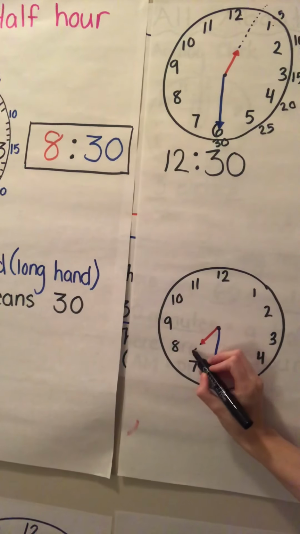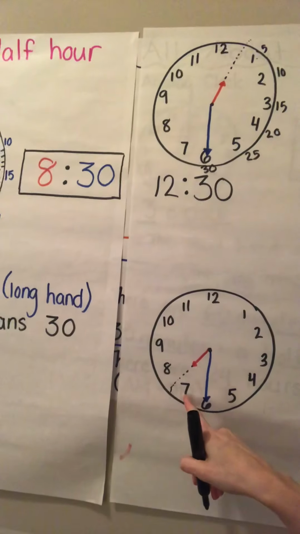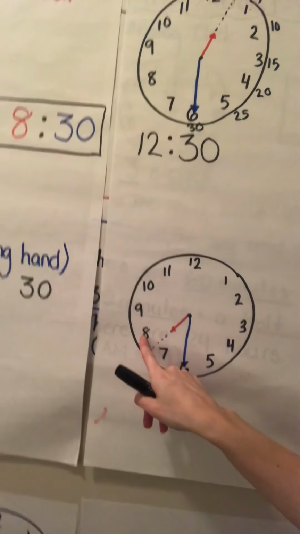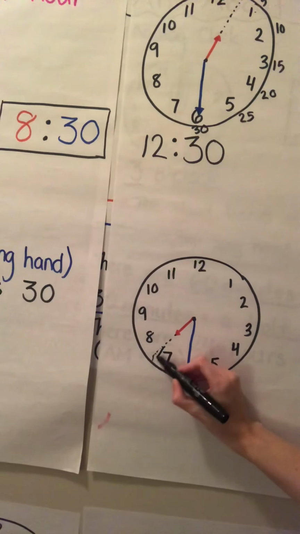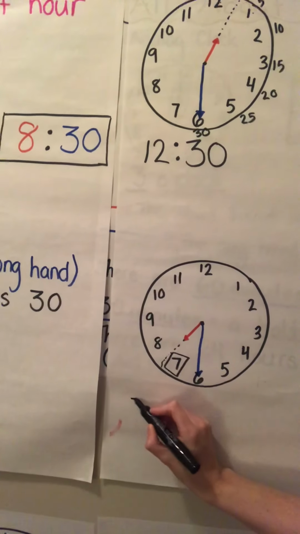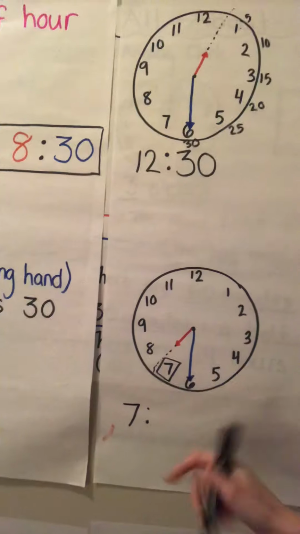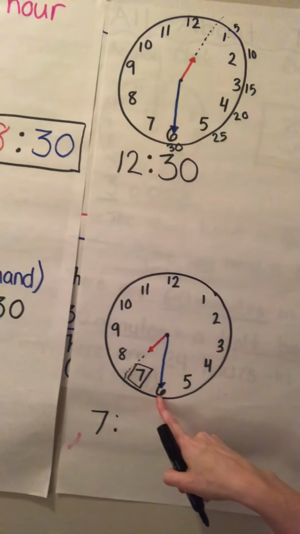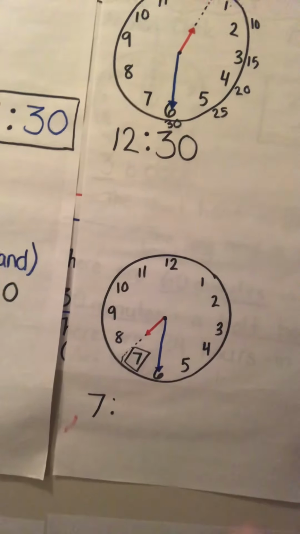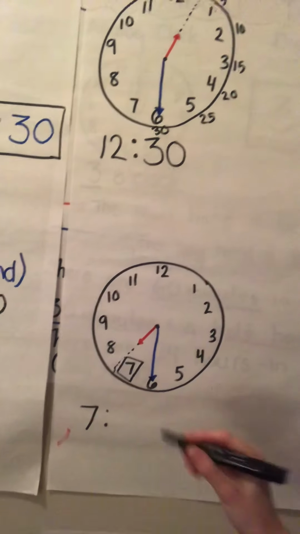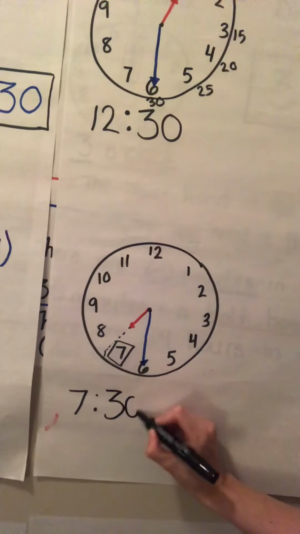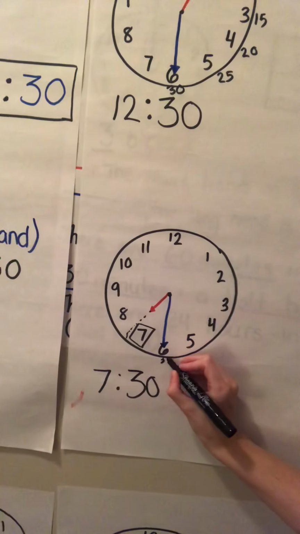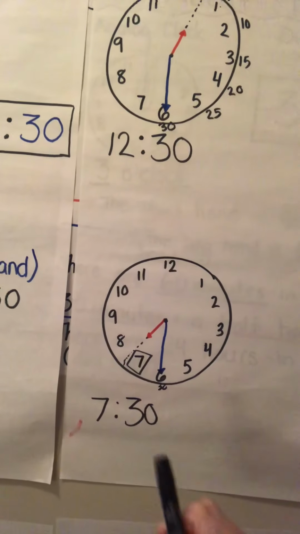So for my hour hand, I notice it's in between my 7 and my 8. But did it get to my 8 yet? No, it's still with my 7. So my hour, I'm going to choose my first number, which is 7. And then my minute hand's now at the 6. So we're not doing our 0, 0 anymore. We're putting what for the minutes? Right, it's 30. Because again, we have 5, 10, 15, 20, 25. This is our 30. So this clock says 7:30.